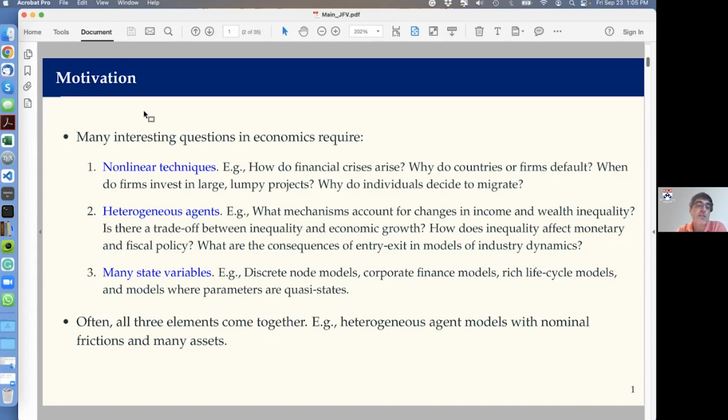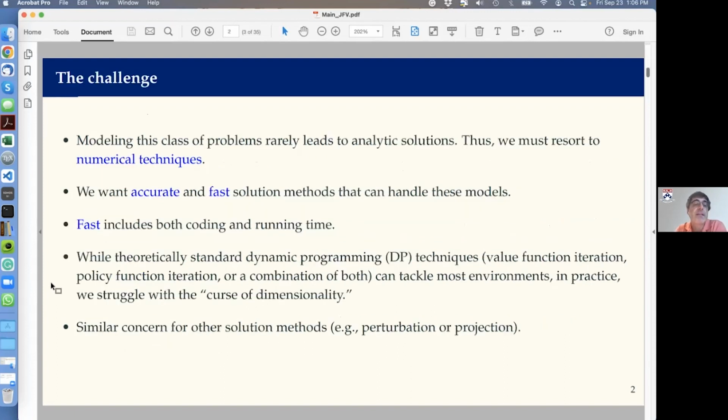And often all these three elements come together. As soon as I finish this talk, I need to go back and work on a paper with another set of co-authors where we are dealing with a heterogeneous agent model with nominal frictions, which make it very, very nonlinear, and many assets, which has many state variables. So what is the problem with this class of models that economists are interested in? Well, except in very, very rare occasions, these models rarely have an analytic solution. And then we need to resort to numerical techniques to solve them.